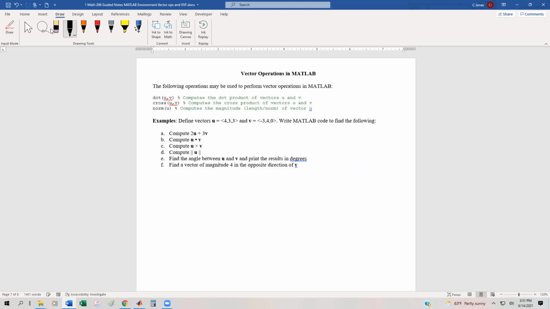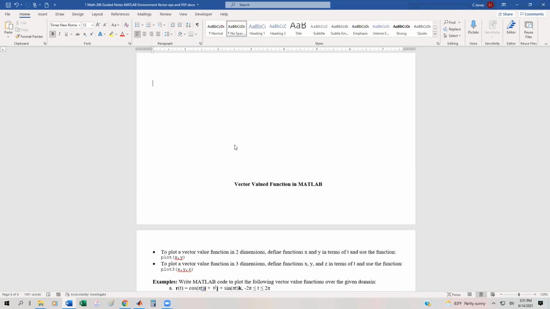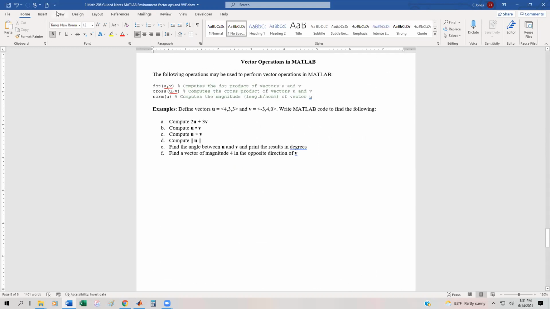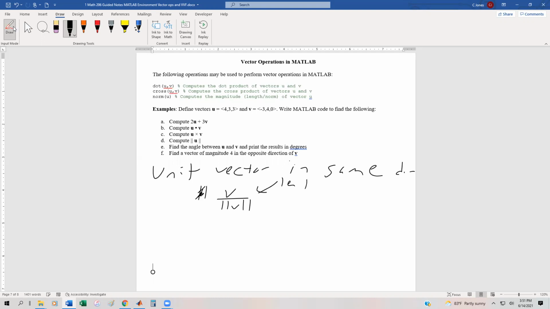To be able to do that, you probably remember that to find a unit vector, you have to use the formula. So the unit vector in the same direction is going to be vector v over the magnitude of v. Remember, this has a length of 1, because that's what a unit vector is.